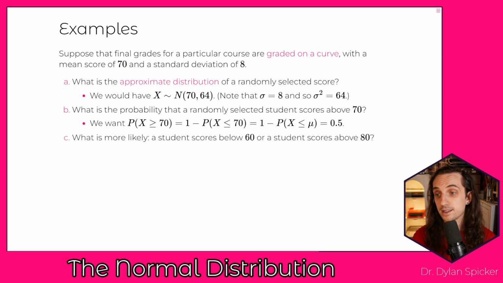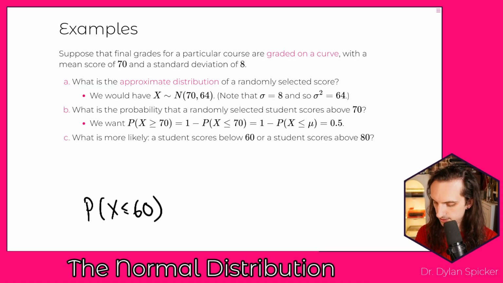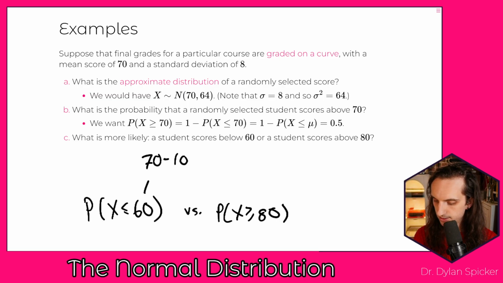Now, what is more likely, that a student scores below 60 or that a student scores above 80? So we want to know, is it more likely for the probability that a student scores less than or equal to 60 versus a student scoring greater than or equal to 80? Note that the 60 here is our 70 minus 10, with 70 being the mean in this case, and the 80 here is 70 plus 10.